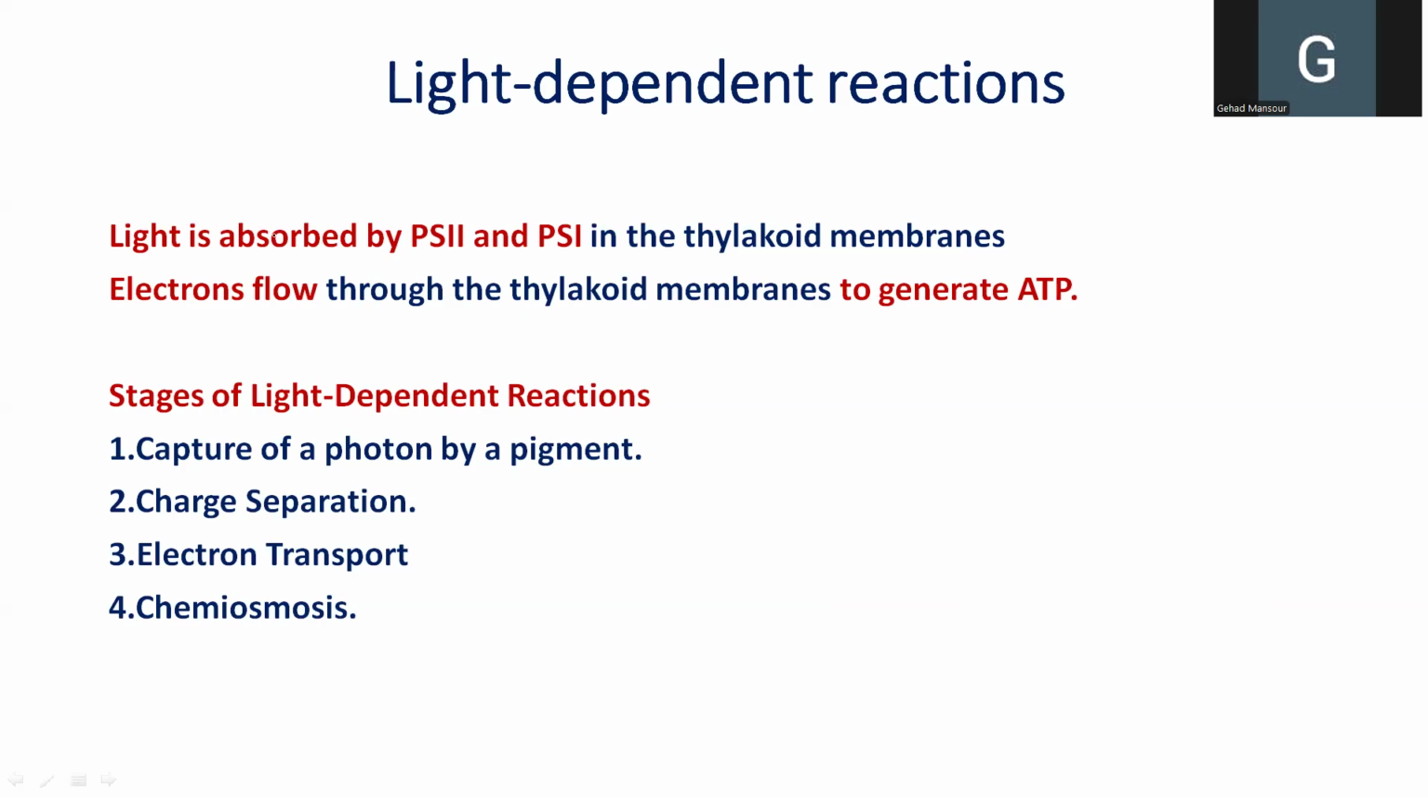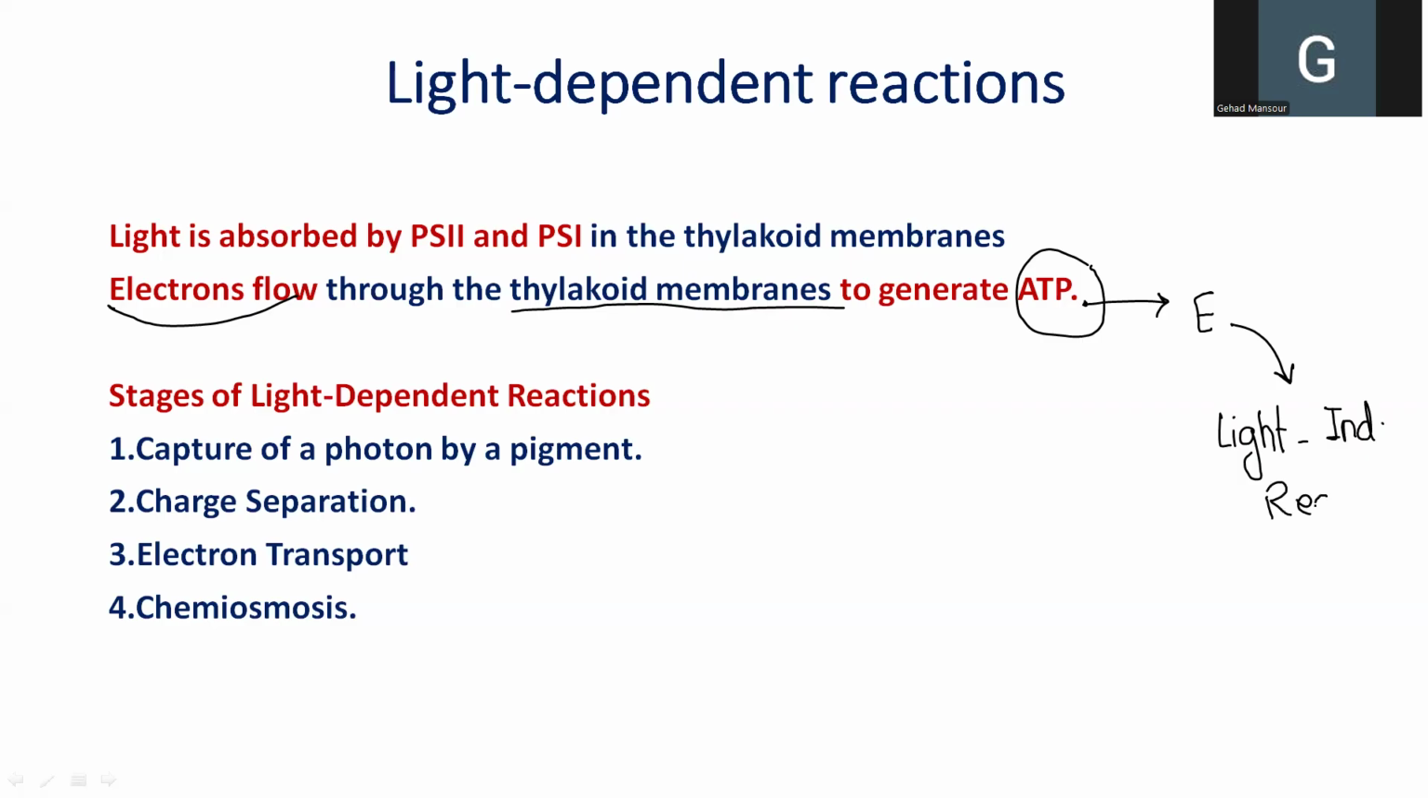So the main purpose of light-dependent reactions is to allow electron flow, and this electron flow occurs along several molecules located on the thylakoid membranes to generate ATP. ATP will be the source of energy that will be stored in the bonds of glucose, when glucose is synthesized in the following reactions, which are the light-independent reactions.